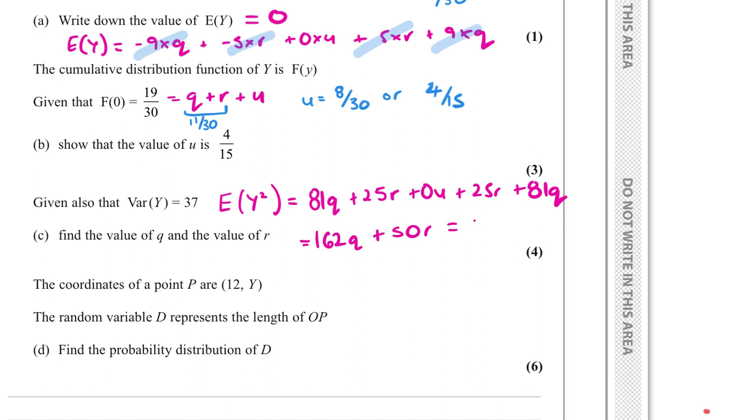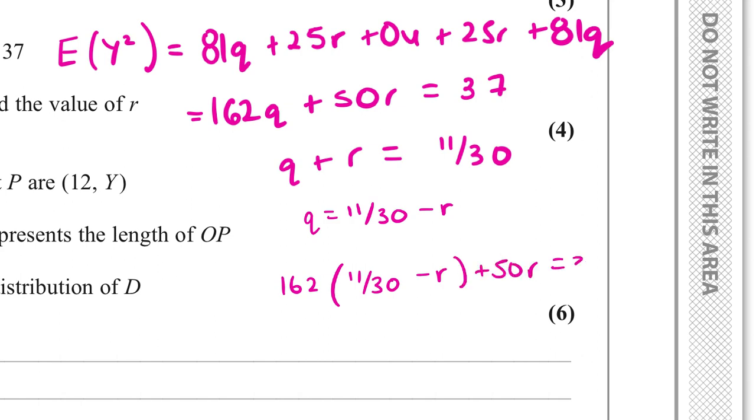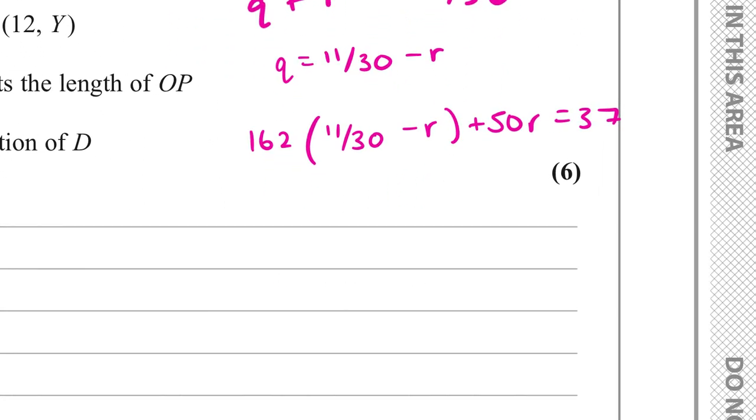Okay, now we're saying that this equals 37. Now we already know that q plus r equals 11 over 30. So now we have essentially simultaneous equations. We can do it any which way, so I'm going to do q equals 11 over 30 minus r, and substitute that in where q is: 162 times (11 over 30 minus r) plus 50r equals 37.